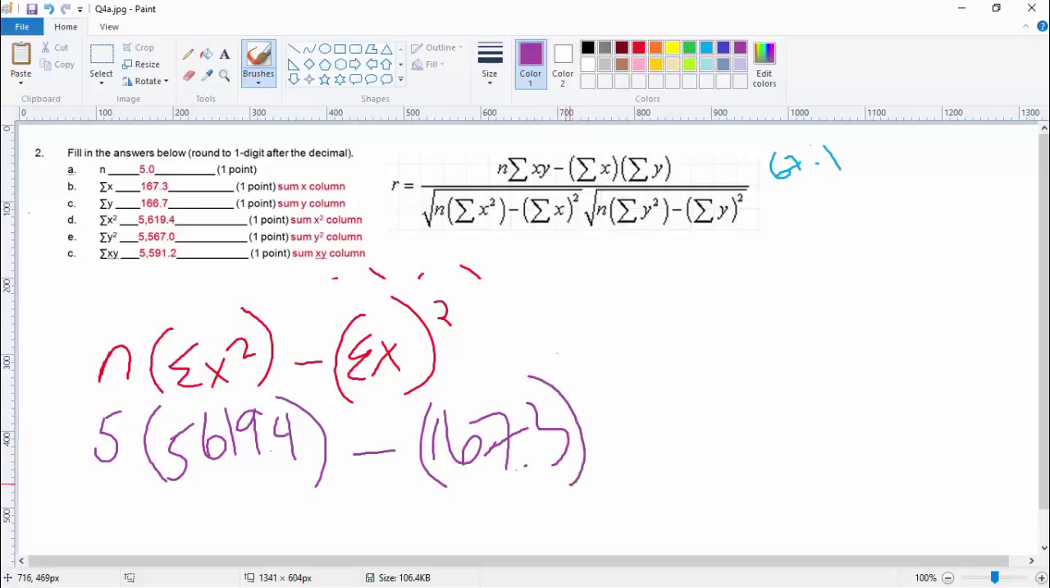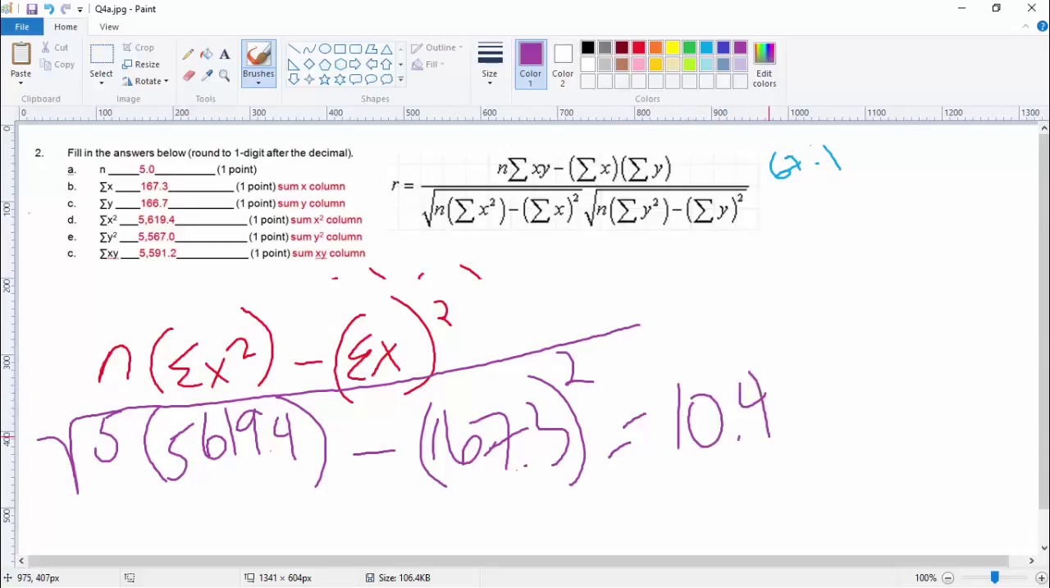167.3 to the second. Okay, and remember, order of operation means we have to do each side of this separately. Okay, and then we have to square root it, right? So I actually did out the whole first term, this whole square rooted thing, and that whole thing came out to 10.4, right? After the square root.